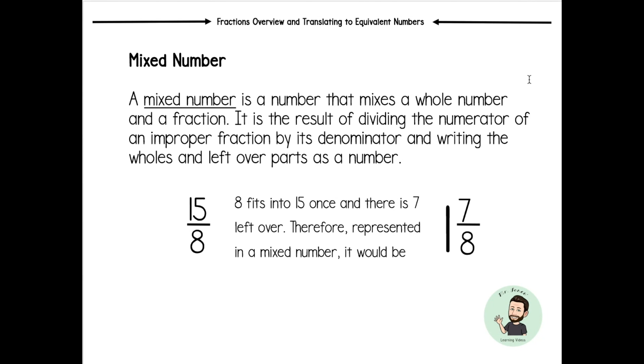A mixed number is a number that mixes a whole number and a fraction. It's the result of dividing the numerator of an improper fraction by its denominator and writing the wholes and leftover parts as a number. So with the last fraction we encountered, 8 fits into 15 once, and there is 7 left over. Therefore, represented as a mixed number, it would be 1 7/8.